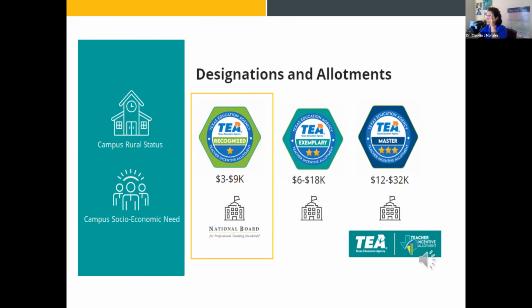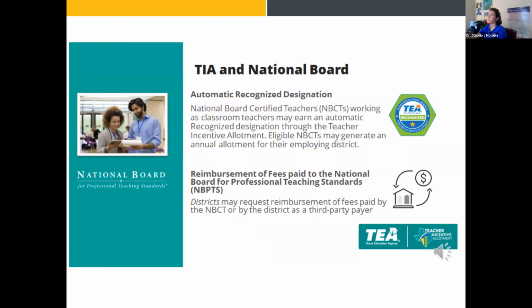There is a formula that is used to calculate how much money is allocated or given to each school when they have national board certified teachers. If you want to learn more about that, please visit the TEA website and go to the teacher incentive allotment page, and it will provide you with that information. So as I said, you get an automatic recognized designation if you become national board certified.